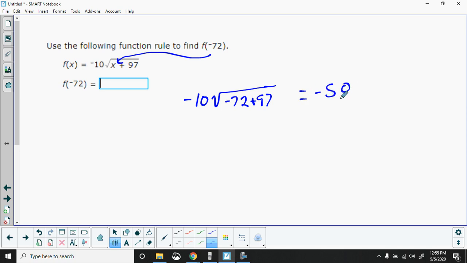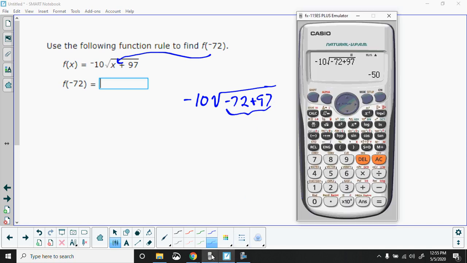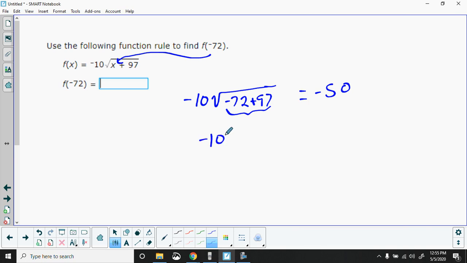If you don't have that calculator, then what we need to do is this radical first. So negative 72 plus 97, and that's 25. So negative 10 times the square root of 25. Square root of 25 is 5. They're next to each other, so we're multiplying. So it's negative 10 times 5, and we get negative 50. And if you don't have a scientific calculator, remember you can use Desmos scientific calculator.